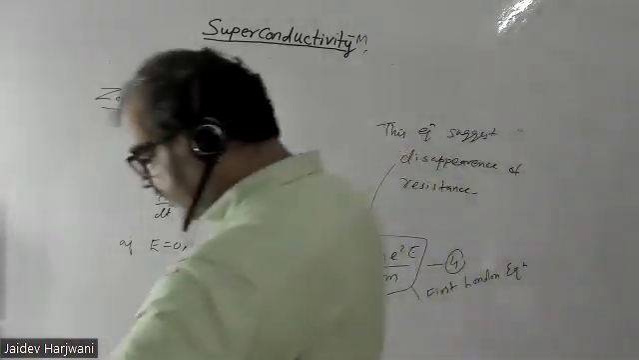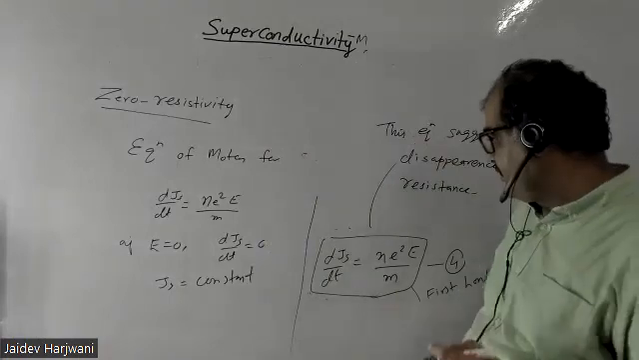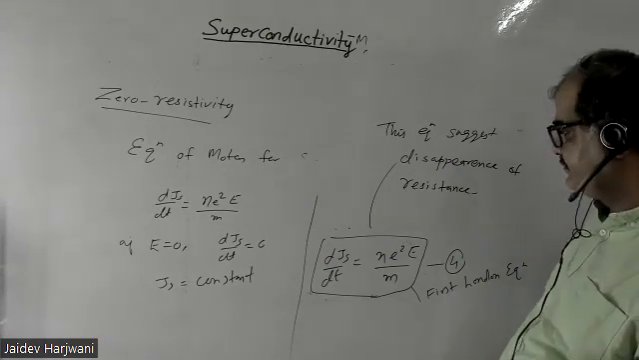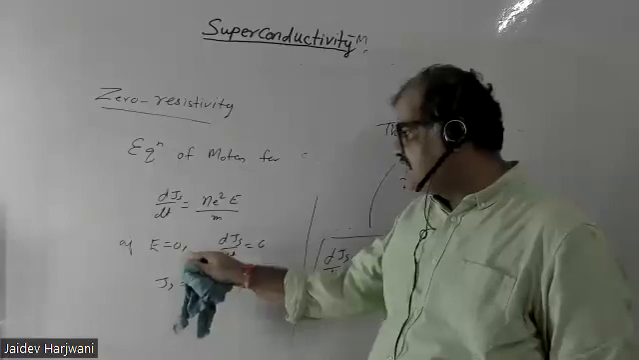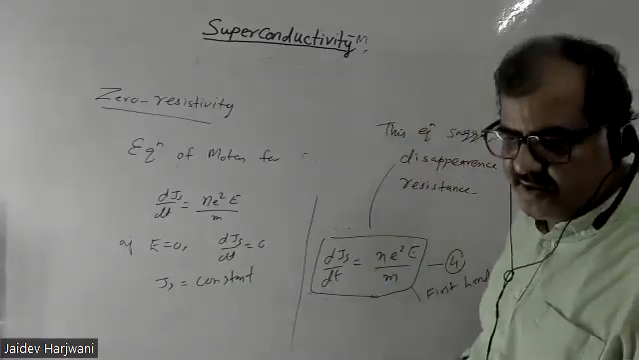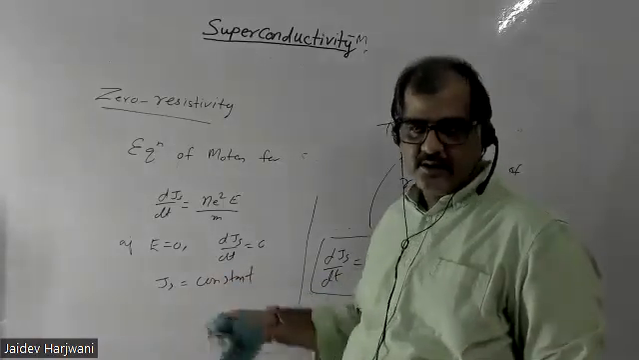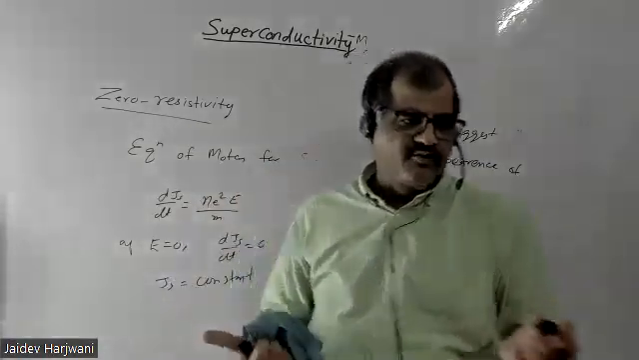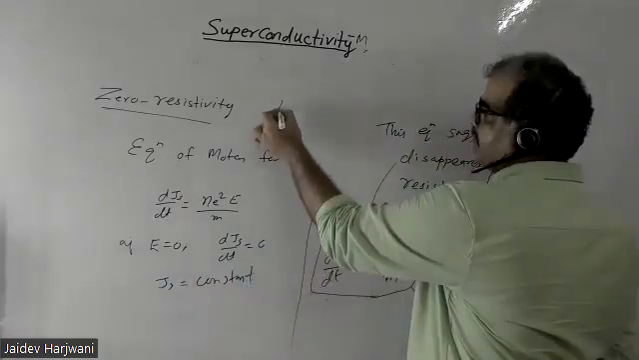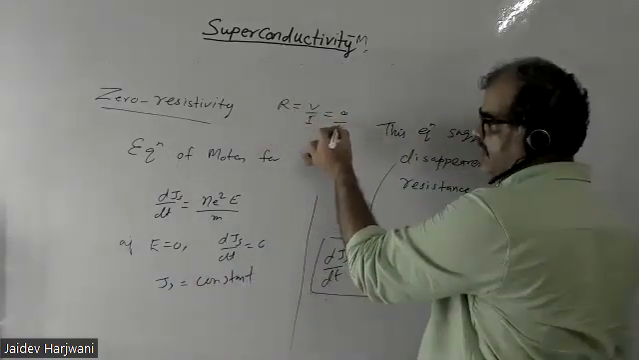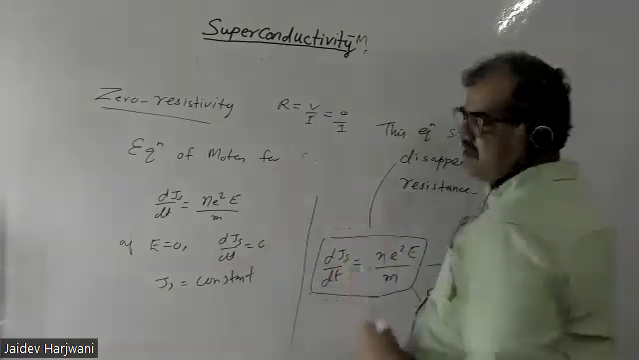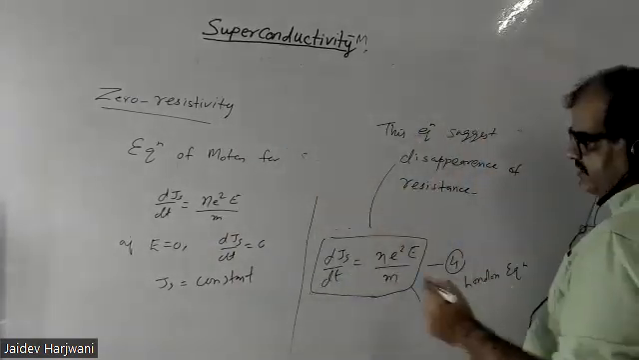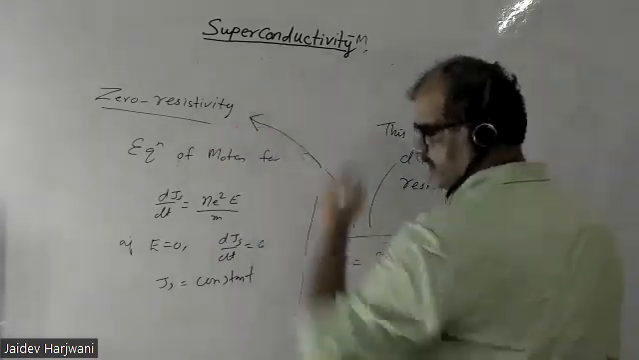Now we have to explain what happens in the case of normal electron. Sir, how are you writing disappearance of resistance if E is zero? Electric field is zero, that means voltage is zero, but still you are getting current. Yes, you are supplying current, but the voltage is zero. Resistance is V by I. So V is zero, I is a constant, some fixed value. So resistance is zero. So this is the zero resistivity, or you can say this equation suggests a disappearance of resistance.